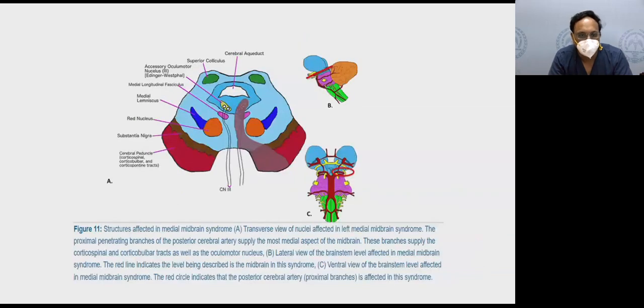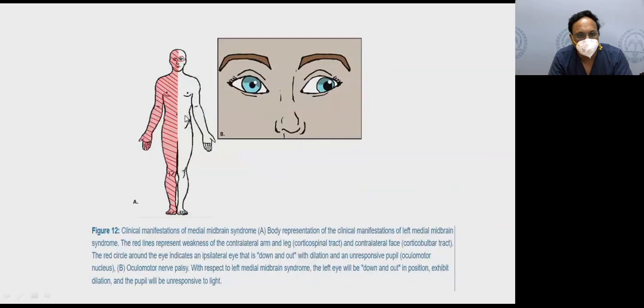Coming to the medial midbrain syndrome, this may be due to cerebral artery damage. Here also the tracts are involved, and the third nerve is involved. So you have weakness on the opposite side and eye involvement. The eye is down and out with a dilated pupil because of the third nerve. So ipsilateral you have third nerve eye involvement, and contralateral you have weakness in the medial midbrain syndrome.